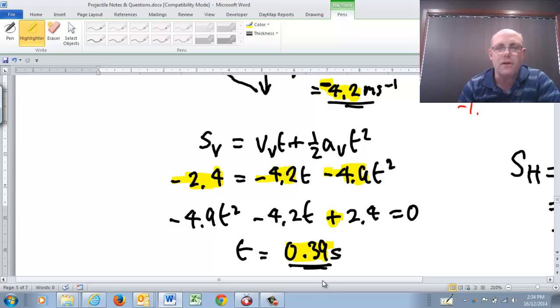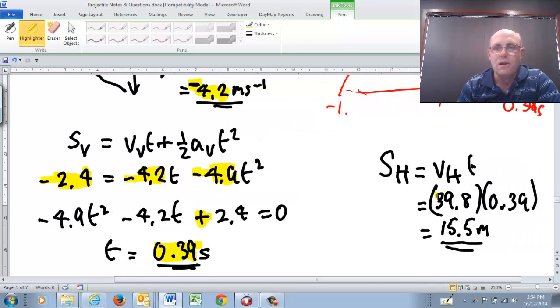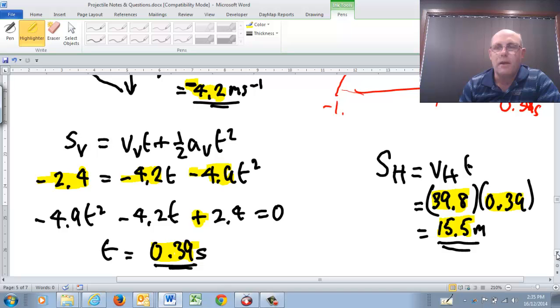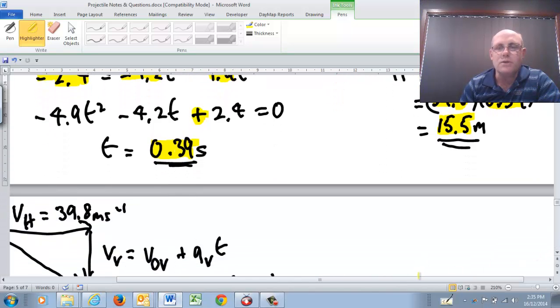Now, because you know the horizontal velocity is equal to 39.8, which we worked out originally, times by the time of flight, we know that that ball's going to hit the ground 15.5 metres down the pitch. Now, because the pitch is about 20 metres long, that's probably pretty good. Probably going to be a pretty good length. Alright, so that's the first part of that question.